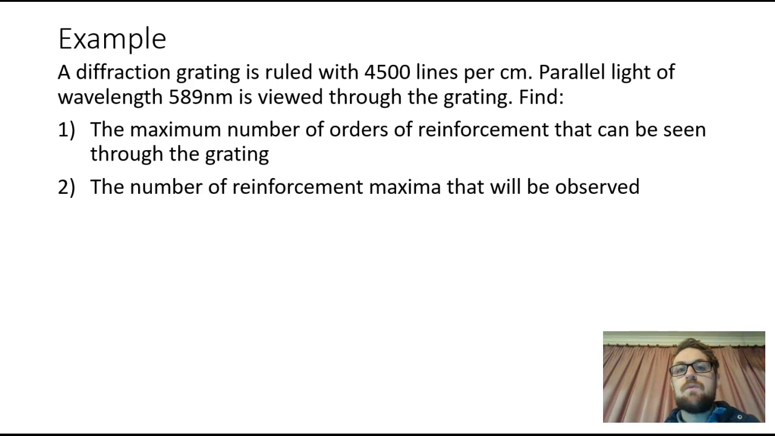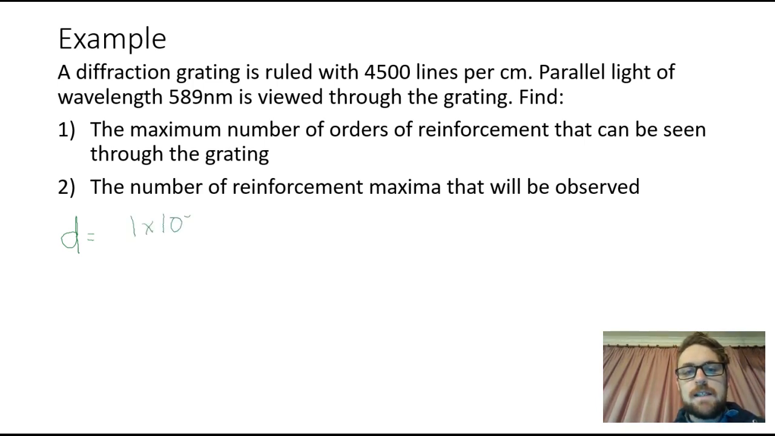What we've got is a diffraction grating ruled with 4,500 lines every centimeter, and a wavelength of 589 nanometers is used for the grating. What we need to find is the maximum number of orders of reinforcement that can be seen. So how many of these bright fringes are we seeing? The first thing we need to do is work out the distance between each line. So we know that it's 4,500 per centimeter. To work out the distance between the lines, we need to work in meters. So the first thing we do is write 1 centimeter in meters.